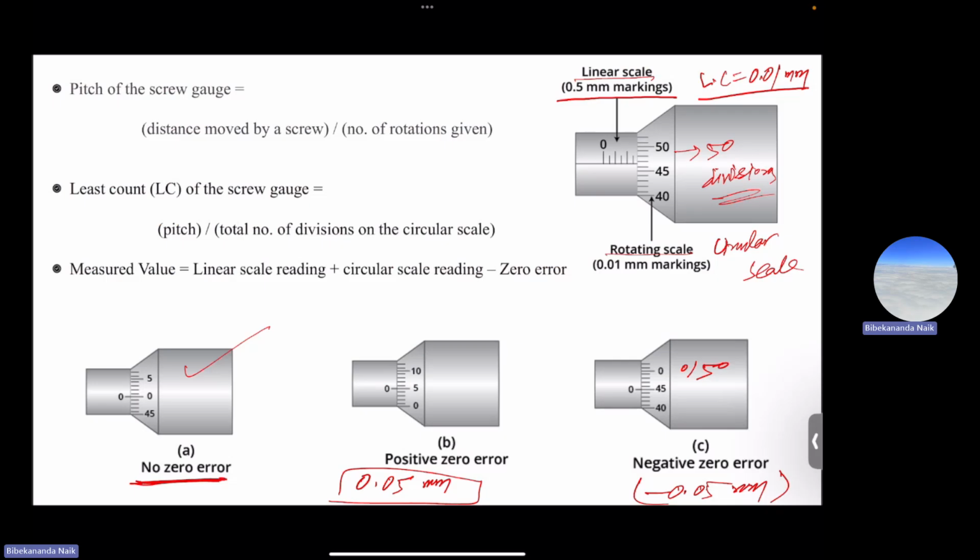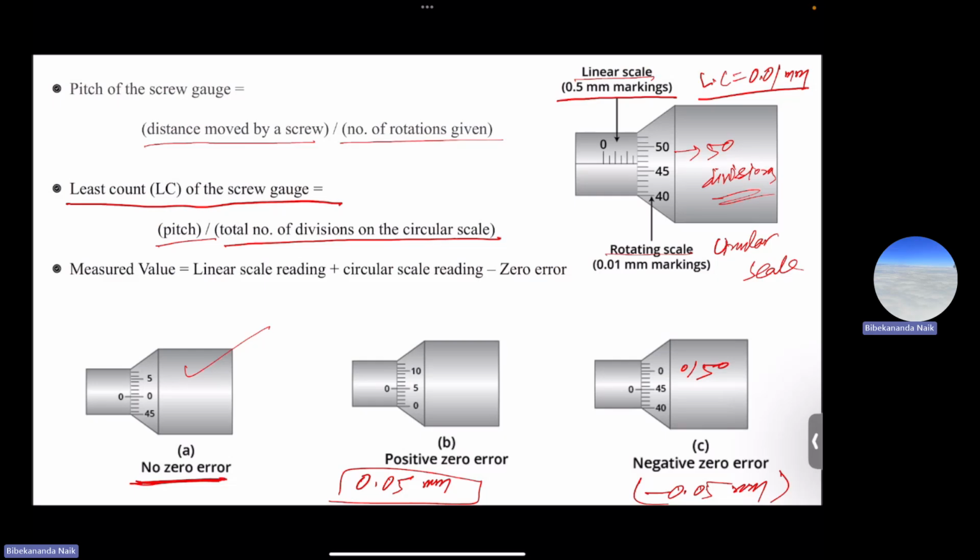So if you are measuring some substance using the screw gauge, what is the way to measure? First we need to know the least count, which is pitch divided by total number of divisions. So pitch is basically the distance the circular scale travels after one complete rotation on linear scale. So the distance traveled by the circular scale on linear scale after one complete rotation is called as pitch. So this is distance moved by a screw and number of rotations given.